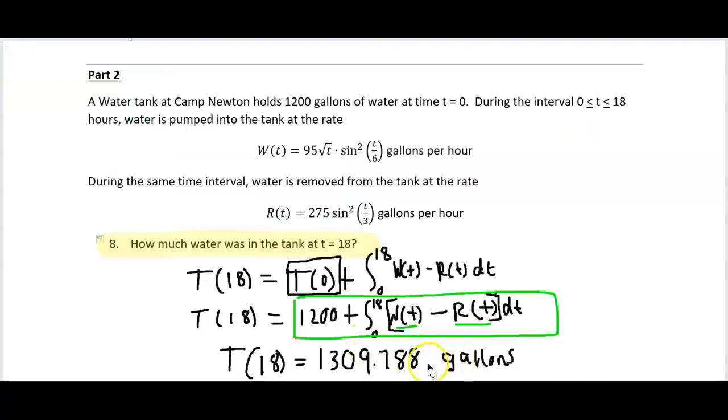Now, how do I know the units are gallons? Well, you can tell by the question, but also from the math. I mean, this 1200, that's a gallon, right? And then here, W and R, those are gallons per hour. And we talked about how when you integrate gallons per hour, it cancels a time unit off the bottom, so you're just left with gallons. So you have gallon plus gallon equals gallons. So it's 1309.788 gallons at the end of that 18-hour period.